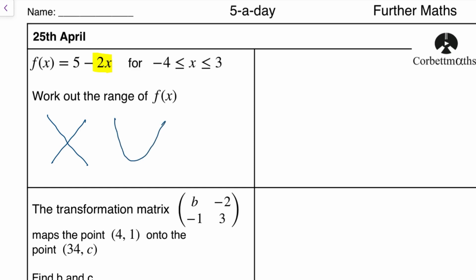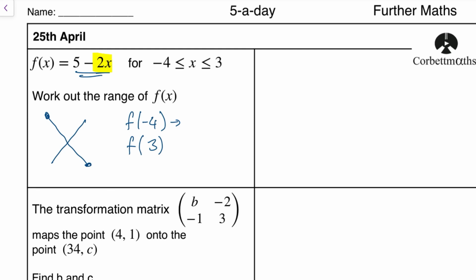If it's a quadratic, you need to consider whether the lowest point is in between the other 2 points. Going back to the question itself, so this is an easier one because all it's saying is what's the most that f of x can be and what's the least it can be. And using my understanding of straight lines and negative gradients, I know the most it can be is f of minus 4, and I know the least it can be is f of 3. So let's put those values in.